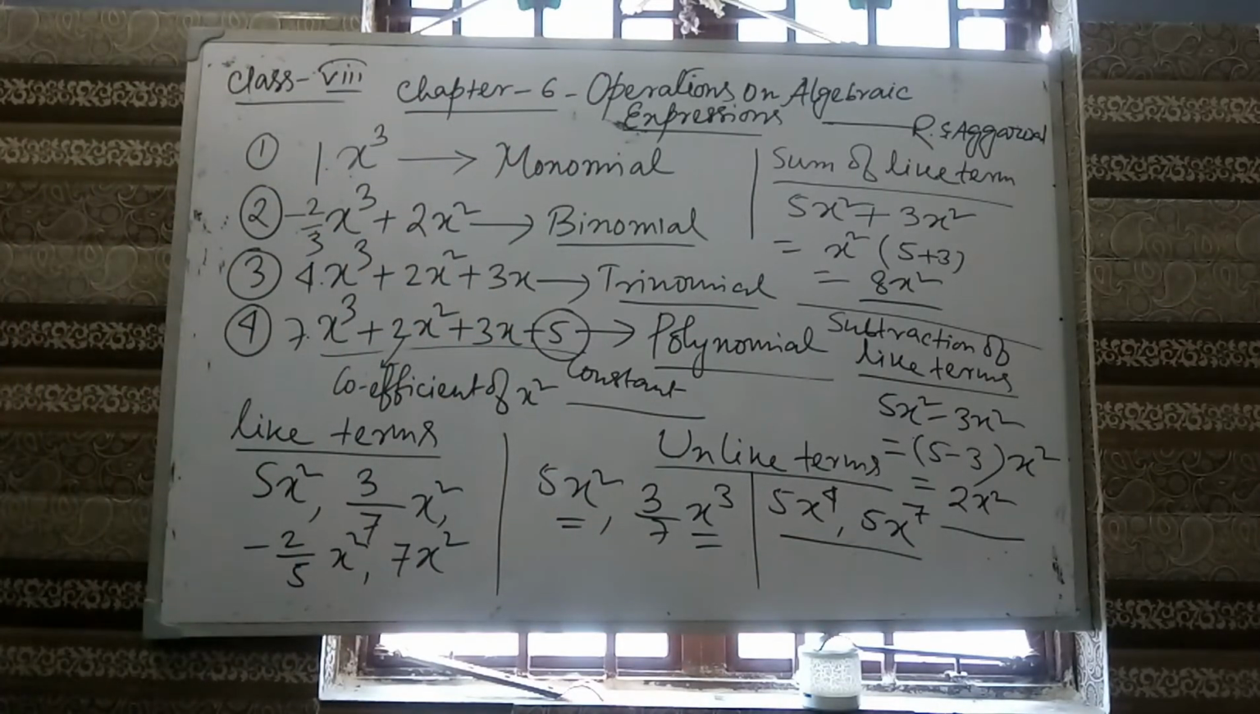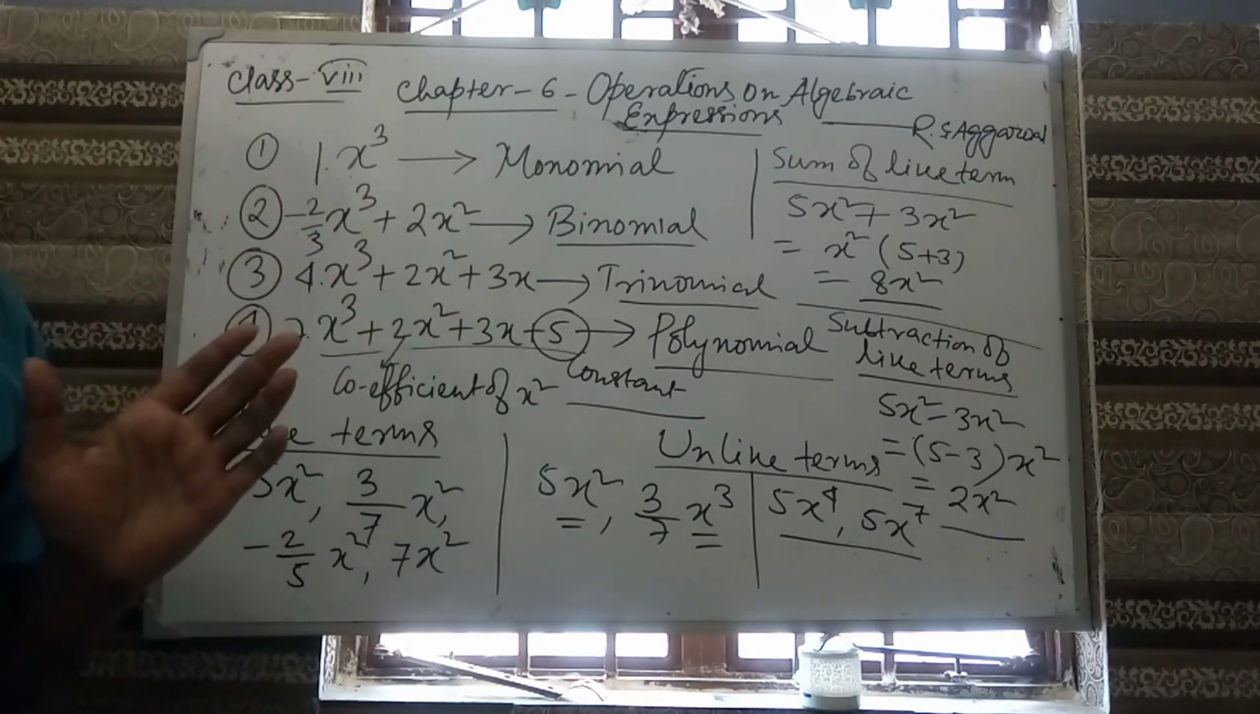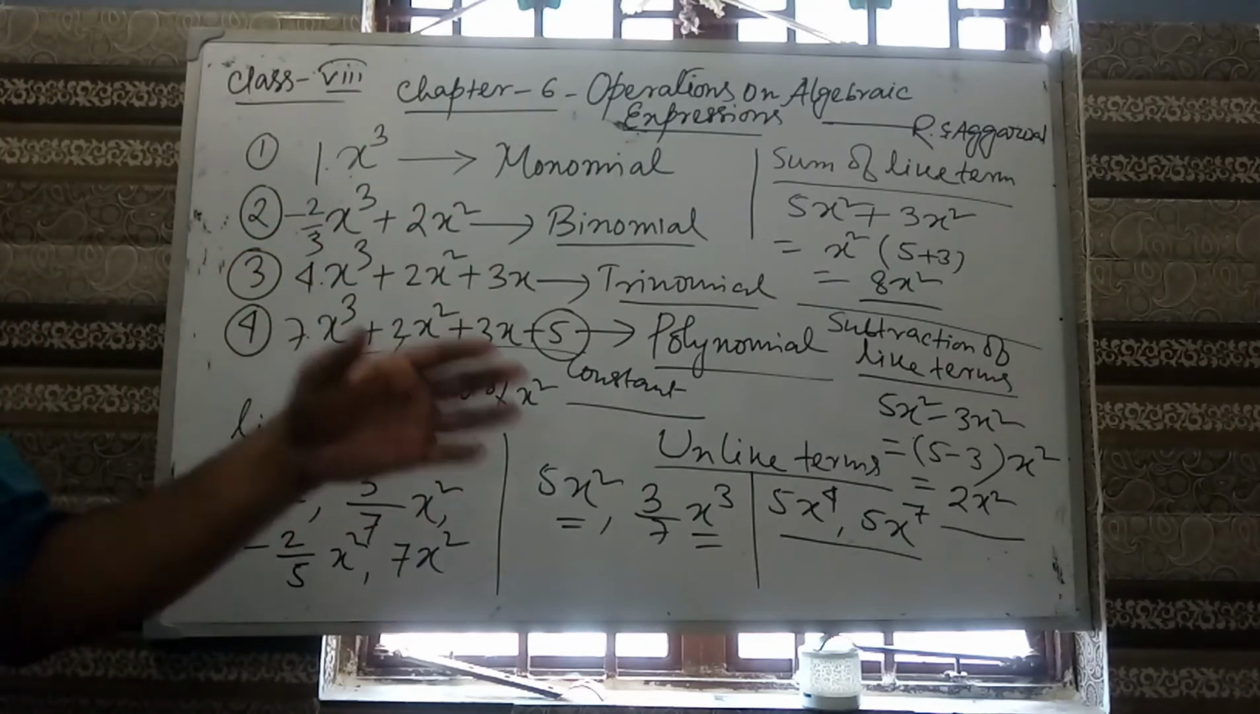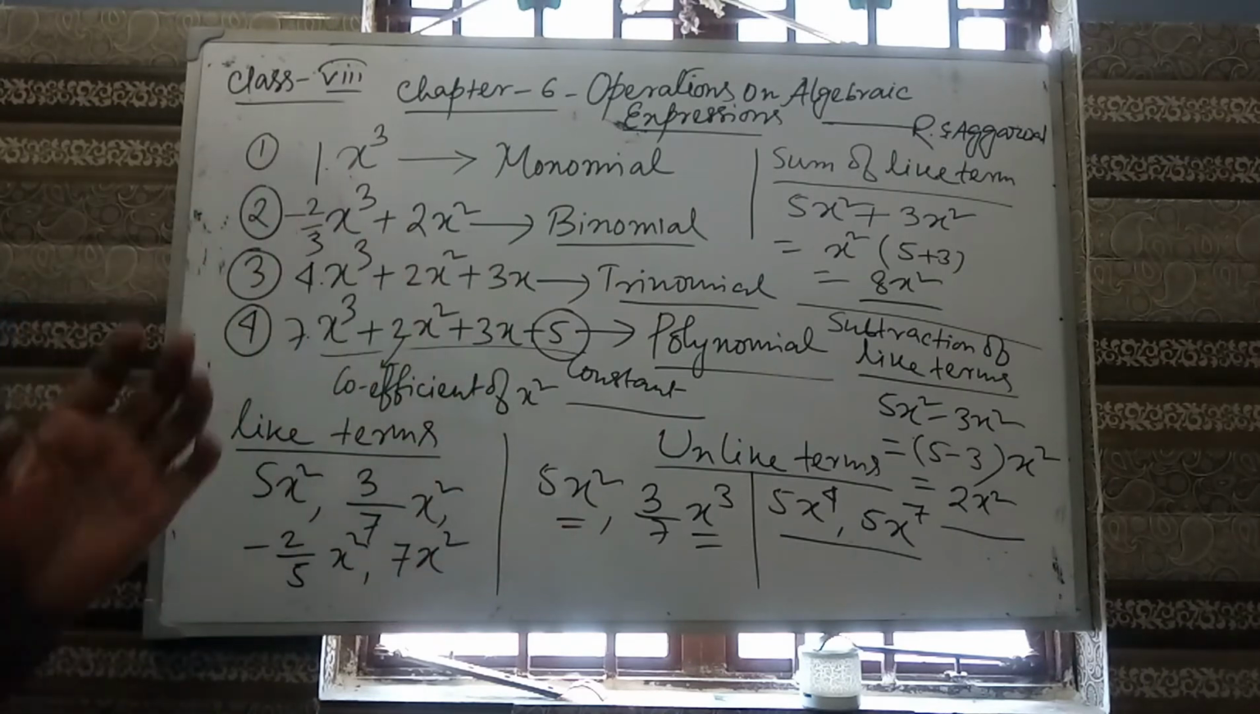So in general, what do you observe? You observe that in like terms there will be the same variables. The term containing x, y, z, whatever is there, it must be the same.